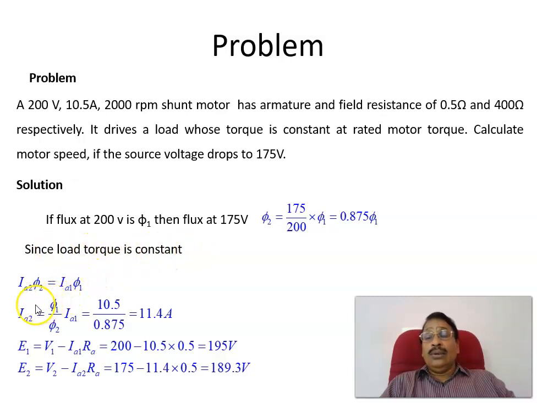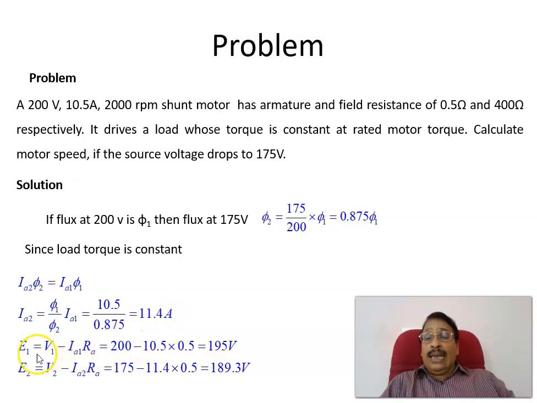Torque is equal to the product of armature current and the flux, because flux is also varying. Therefore, Ia1 into phi 1 equals Ia2 into phi 2, or Ia2 equals phi 1 divided by phi 2 into Ia1. Substituting, we get 11.4 amperes. That is the armature current corresponding to the reduced voltage of 175 volts.